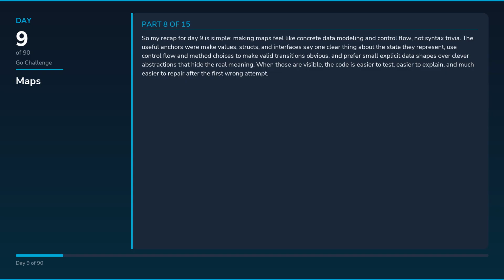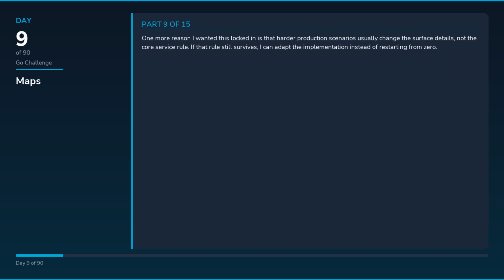When those are visible, the code is easier to test, easier to explain, and much easier to repair after the first wrong attempt. One more reason I wanted this locked in is that harder production scenarios usually change the surface details, not the core service rule. If that rule still survives, I can adapt the implementation instead of restarting from zero.